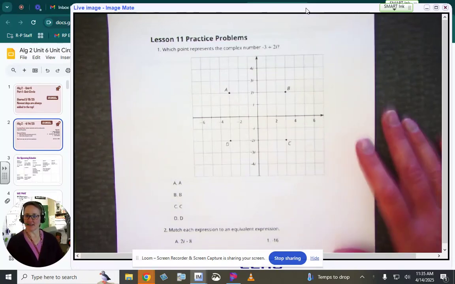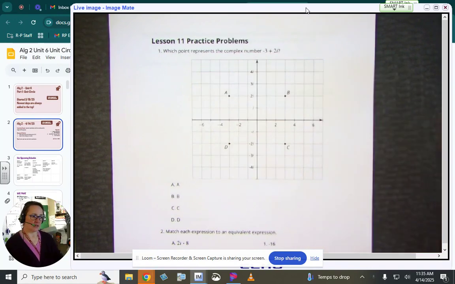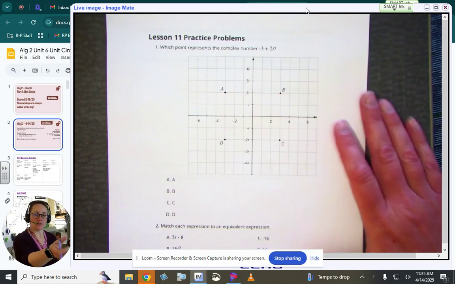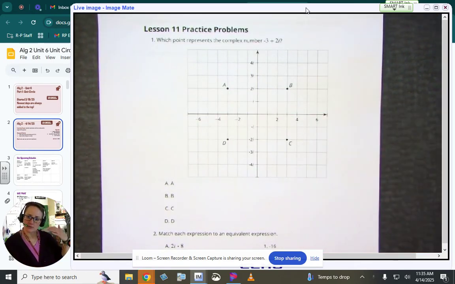Everybody, we are in Unit 3. We're going to do the Lesson 11 practice problems. So give these a good try on your own first, and then this is a great way to check some of your thinking and check your solutions too. I'm going to talk through it with all my thinking as I go through these.